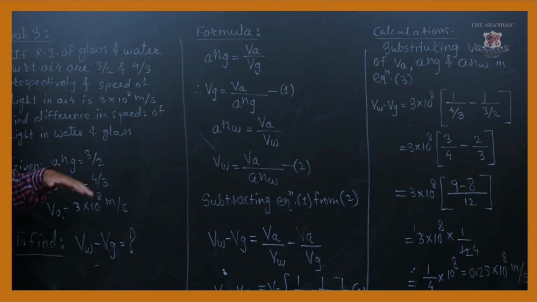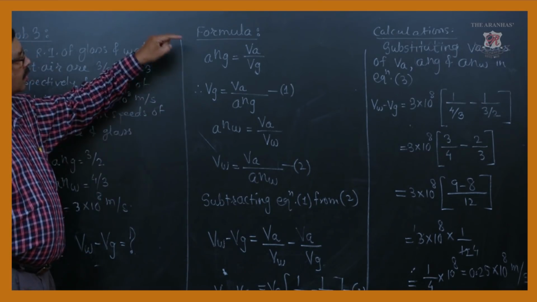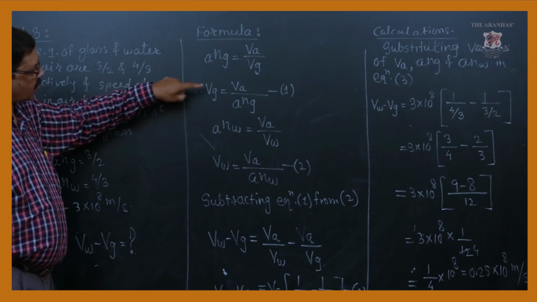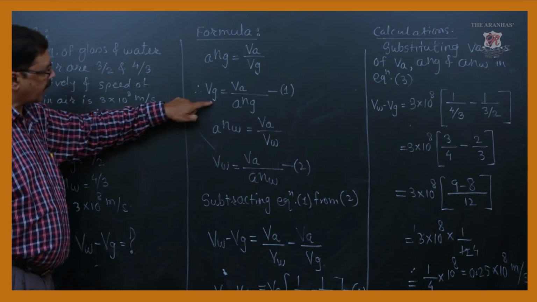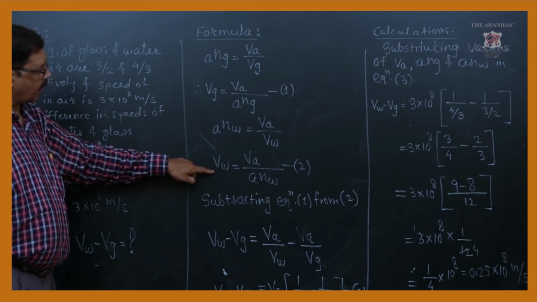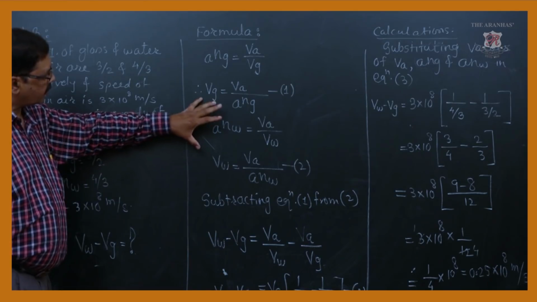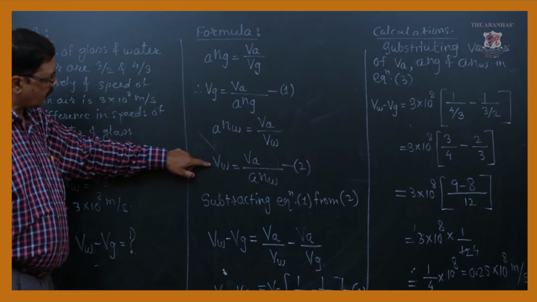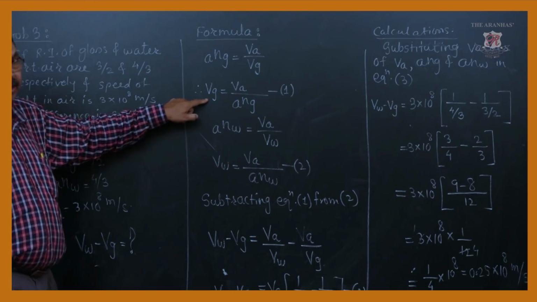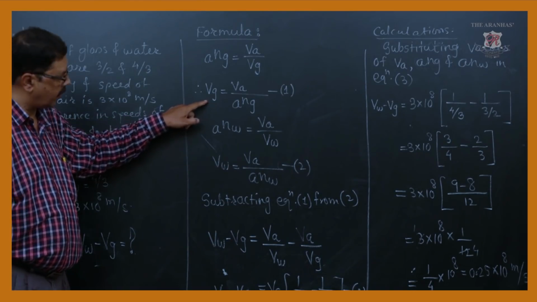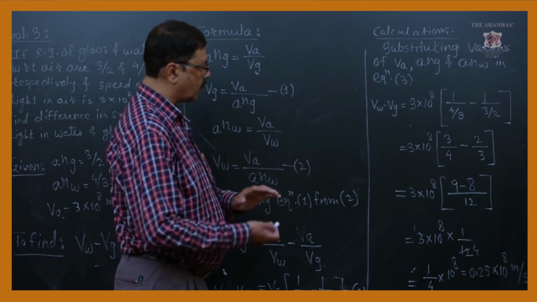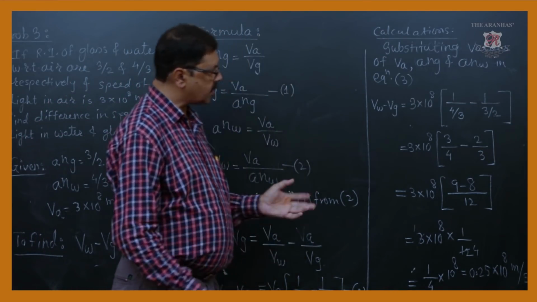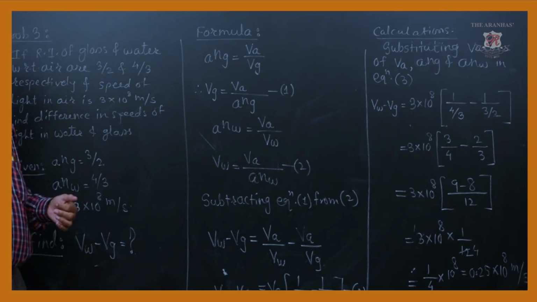exam point of view. Write the data given, write what you want to find out, start using the formula for refractive index of glass, generate the formula for refractive index, speed of light in glass, similarly speed of light in water, subtract the first equation from second so that you get VW minus VG, which is desired quantity which is required. Then substitute the values and carry out the calculations. So this is the way these numericals can be approached.